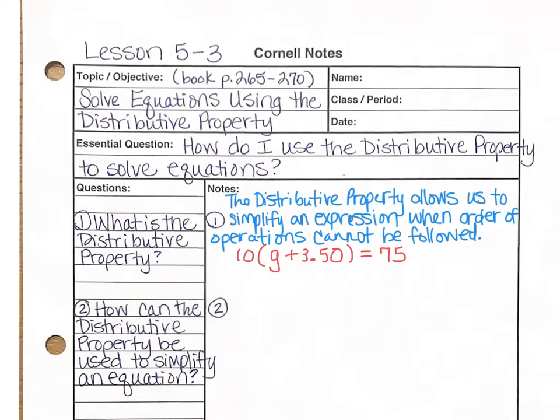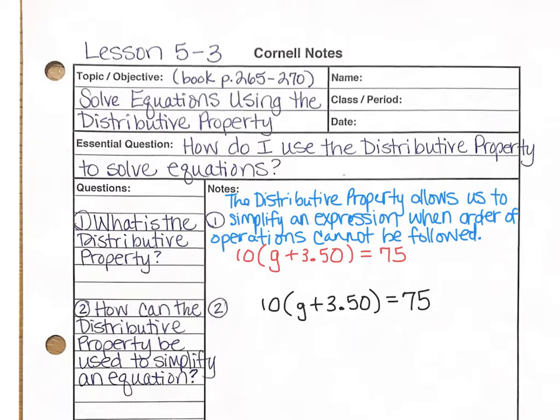In this problem, you can see that order of operations would tell us to do what is inside the parentheses first, g plus $3.50. But unfortunately, we don't know the value of g. That's what we're trying to find. So in order to solve this problem, we can use the distributive property to multiply each term on the inside of the parentheses by 10 and then solve the problem as a multi-step equation.